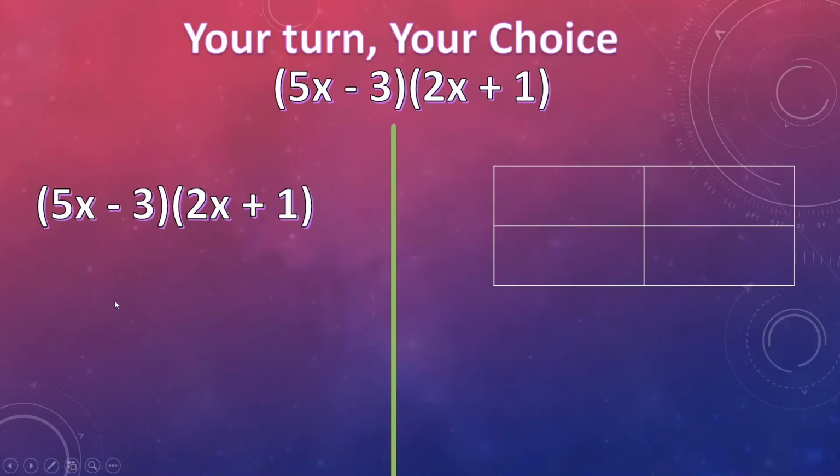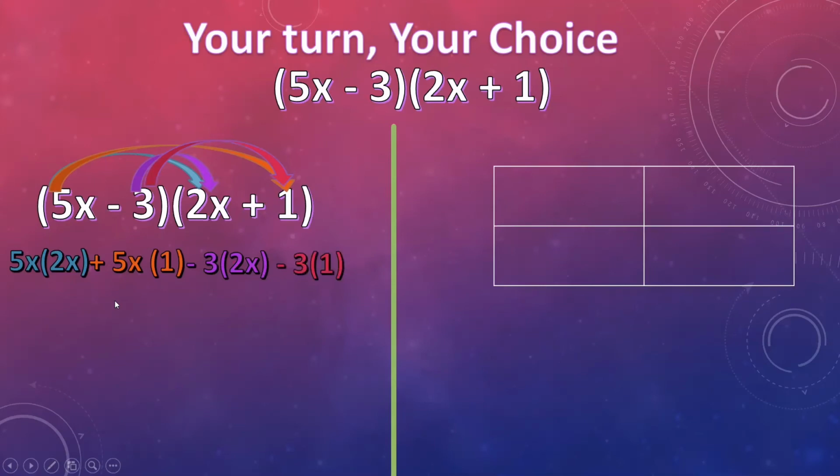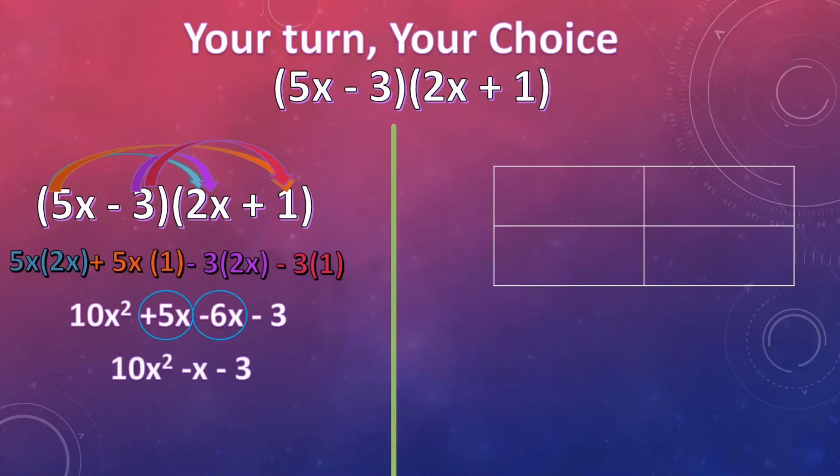If we chose our first method, I'm going to have 5x times 2x, 5x times 1, negative 3 times 2x, and negative 3 times 1. With me? So when I go through and do my multiplication, I have 10x squared plus 5x minus 6x minus 3. In the middle are my like terms. A positive 5 and a negative 6 leave me with a negative x.